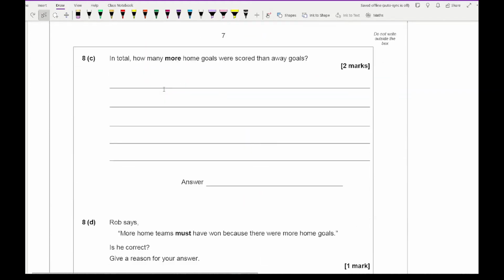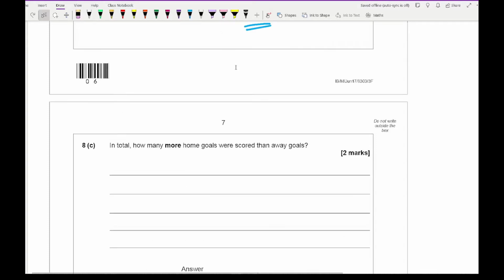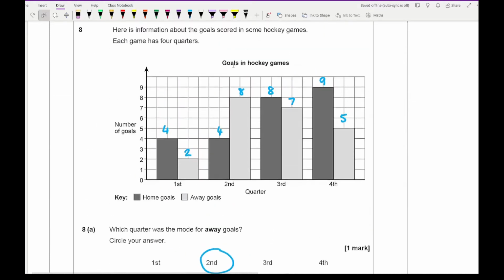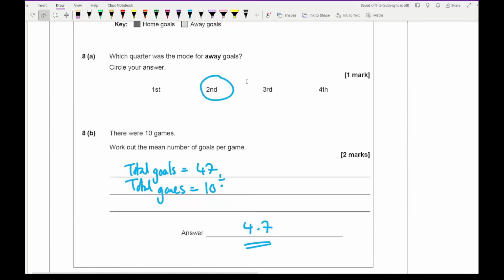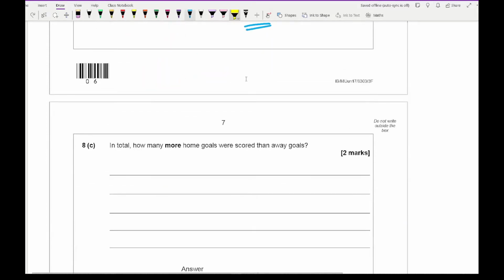Then moving on to question 8c, it says, in total, how many more home goals were scored than away goals? Well, if we go back to this here, and if I just add up the number of home goals, so 4 plus 4 is 8, 16, and then I end up with 25. So home goals was 25. Let's start by writing that. So the home goals equals 25.